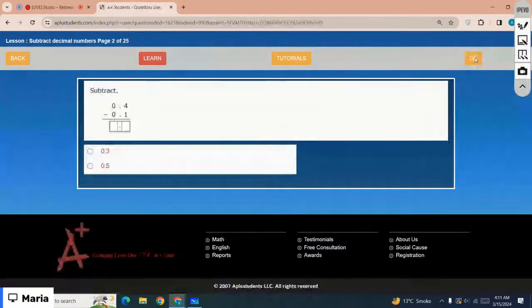The next one is 0.4 take away 0.1. Which is the correct option? That is 0.3, right? The correct option is option number one, that is 0.3.